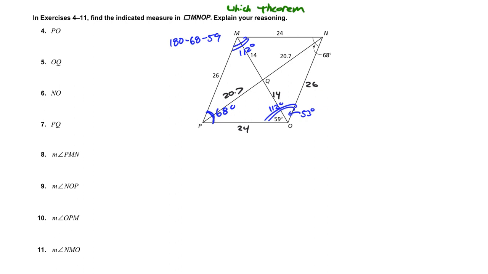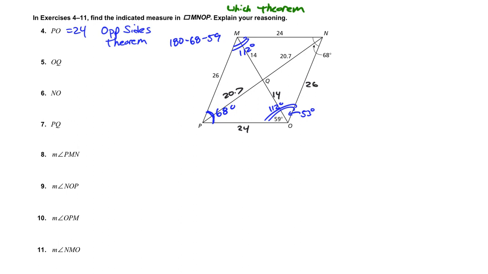how did we fill that diagram out? What theorem allowed us to do that? I didn't mention those theorems as we were putting these out. So PO, if I look back at the diagram, that is 24. Now, how do we know that's 24? That was our opposite sides theorem. Now I might stop writing theorem. I might just put opposite sides.